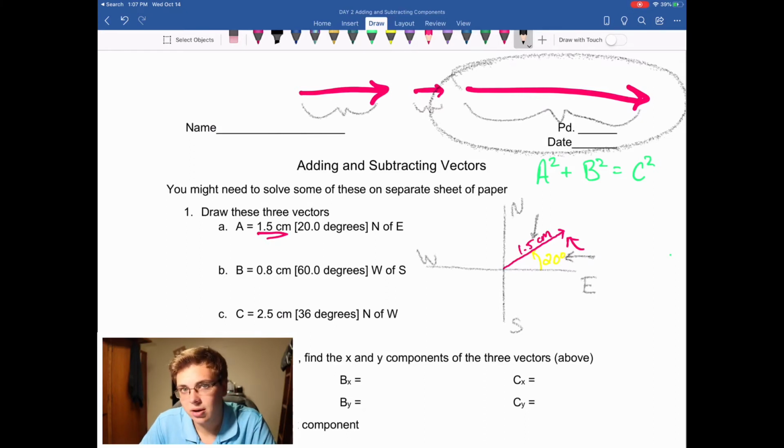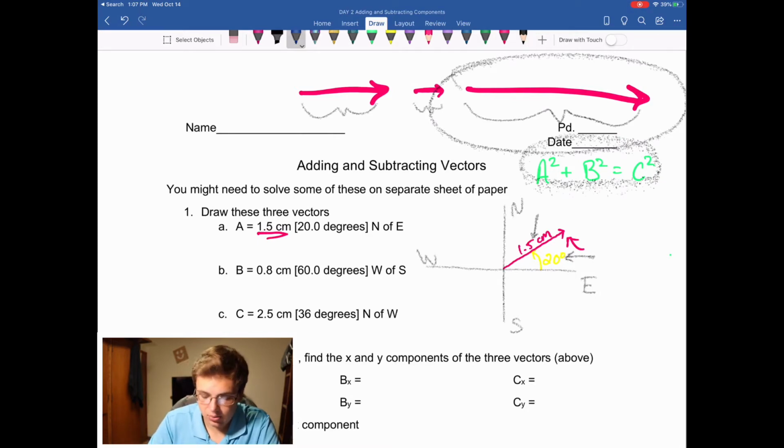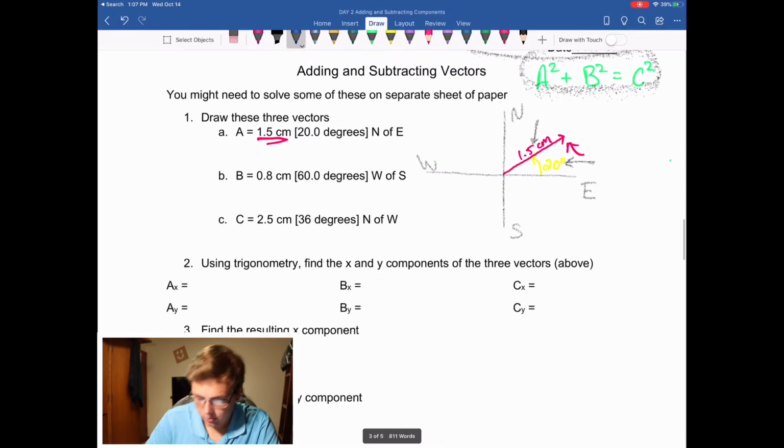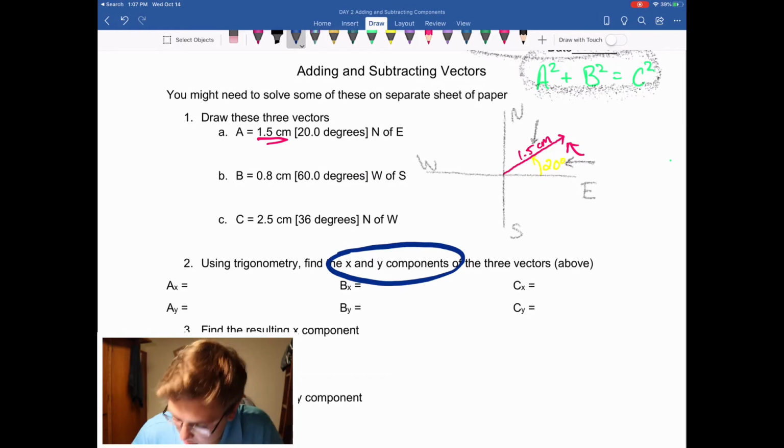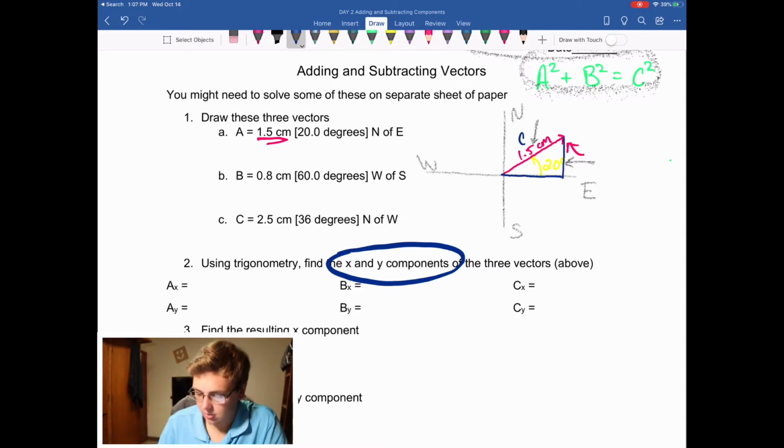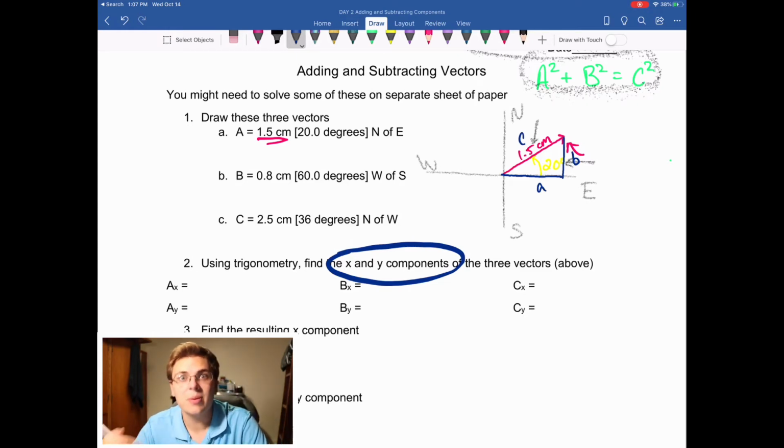Now we can look at our Pythagorean theorem, a squared plus b squared equals c squared, right here. And we look at that and we see what? We see our components. So we can see our x and y components. So a squared plus b squared equals c squared, here's our c, here's our a, here's our b. Now, we can't find a or b just using a squared plus b squared equals c squared, so we've got to remember back to our trig.